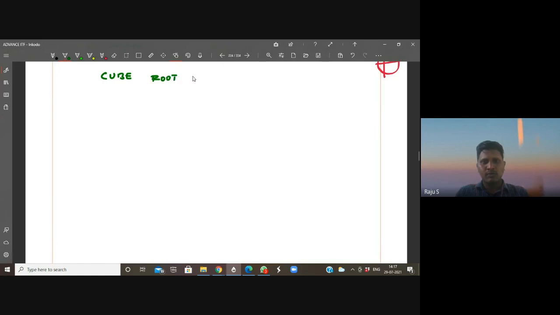Cube root of unity. Okay, students, for example, x cube plus 1 or x cube minus 1. Whatever you take, either x cube plus 1 or x cube minus 1 is equal to 0. For example, if I take x cube minus 1 is equal to 0, what are the roots of this equation? This is a cubic equation. Am I right? So what are the roots?